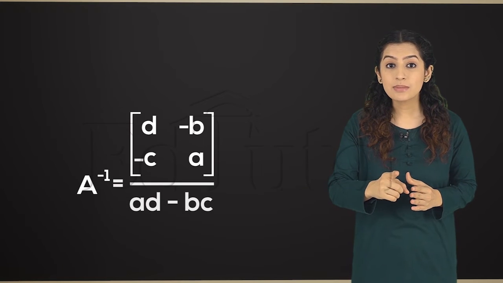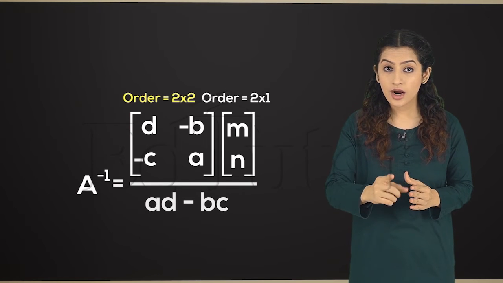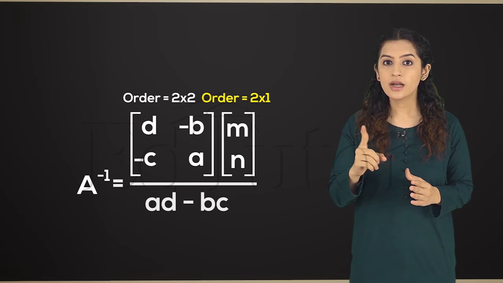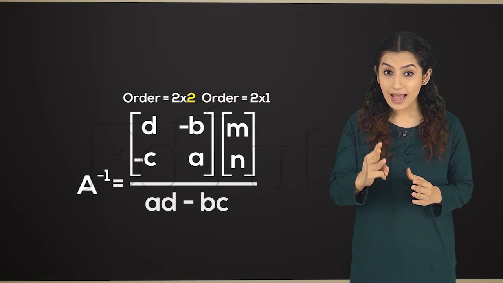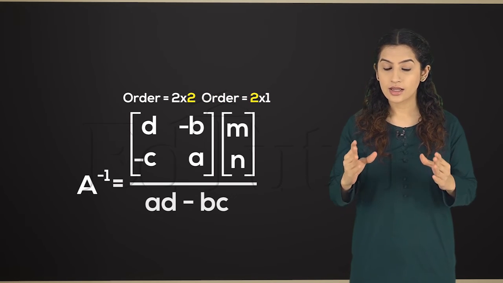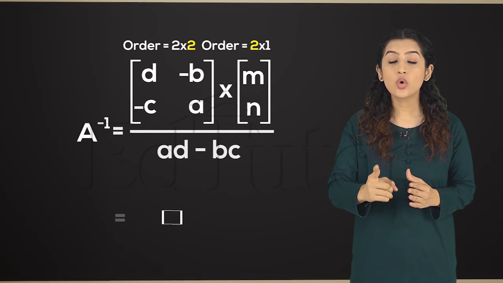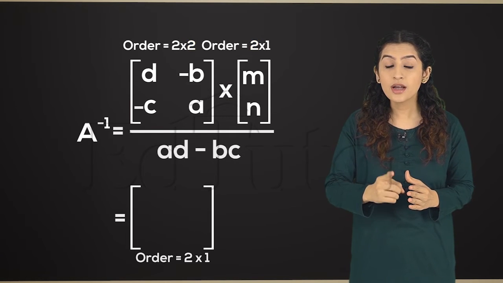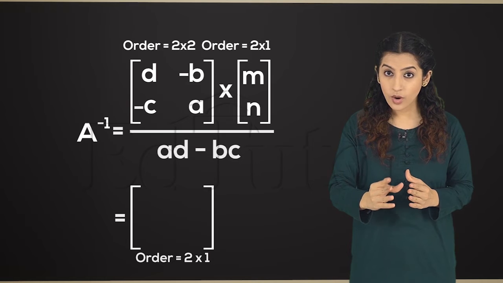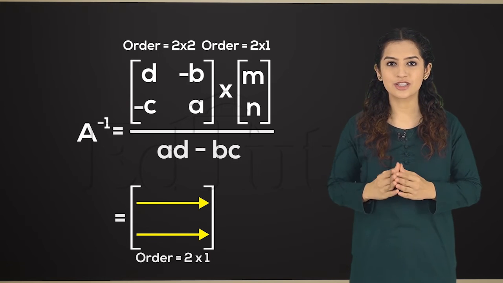Now, this is to be multiplied with B. Their orders are 2 by 2 and 2 by 1 respectively. The second and third number are equal. Thus, multiplication is possible. These two numbers show that the resultant matrix's order will be 2 by 1. Therefore, you need to fill these two positions.